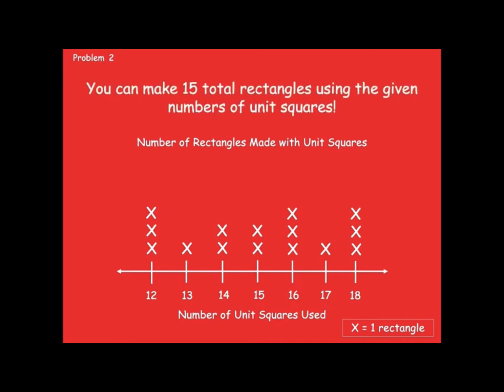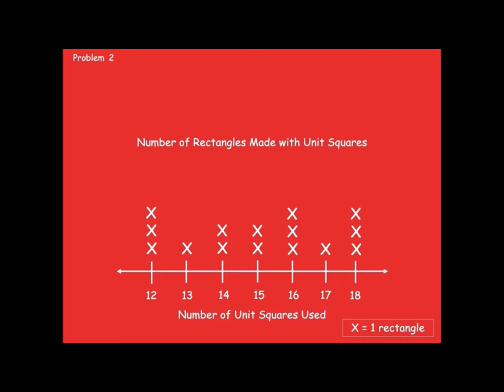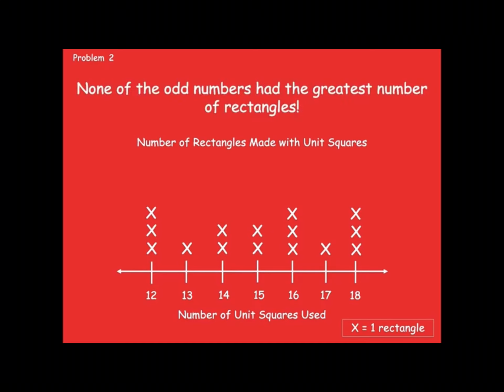You can make 15 total rectangles using the given number of unit squares. That's another fact about our data, right? Because if we added up all of them and counted all of those X's, we would have 15 total rectangles. None of the odd numbers had the greatest number of rectangles. Ooh, interesting. Yeah, they both had 1 or 2 for our odd numbers.